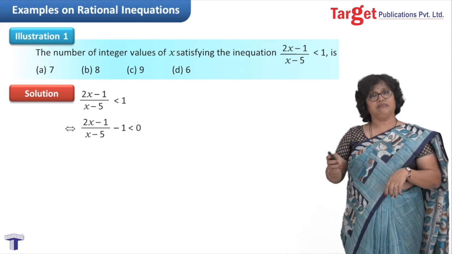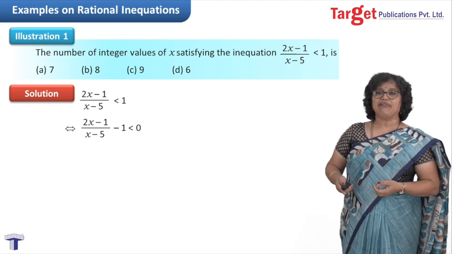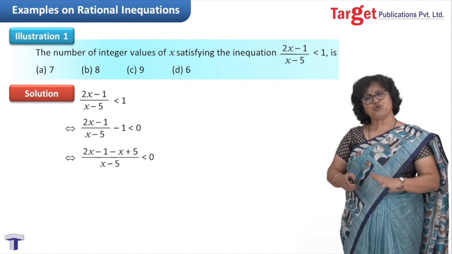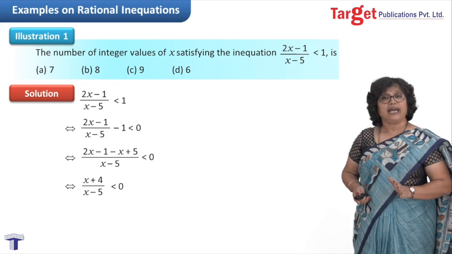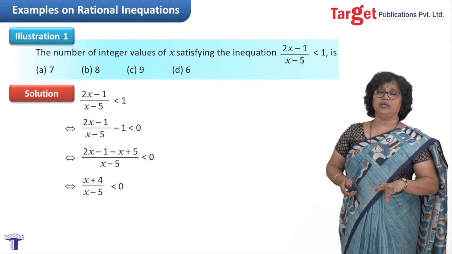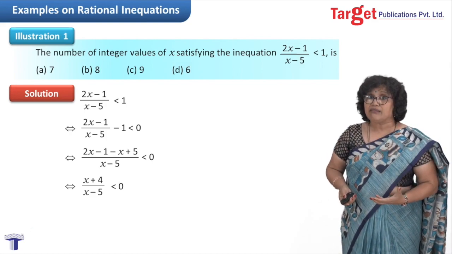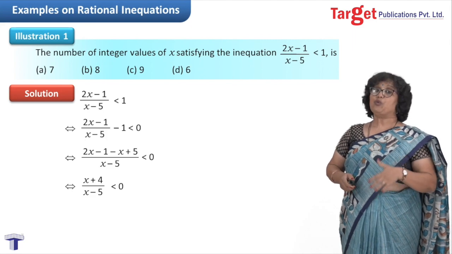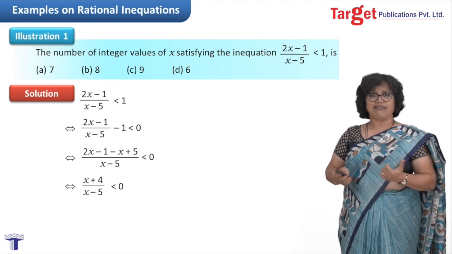If I take that 1 to the left, I will have to take the LCM and do the usual simplification, the school method you have done. I simplify and I get (x plus 4) upon (x minus 5) less than 0. Now this inequation is equivalent to the given inequation. So whatever are the solutions of the given inequation, they are solutions of this and vice versa.